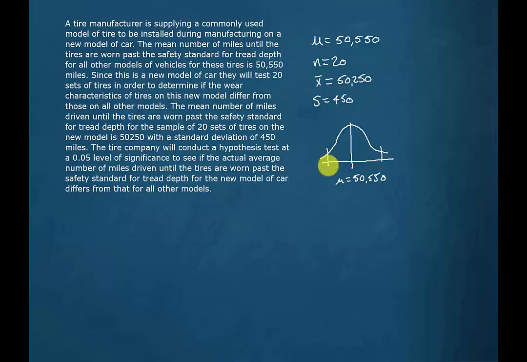So the question is being asked, does it differ? And that is a key word, because differ means, is it equal to or not equal to? So our null hypothesis will be that the population mean is equal to 50,550, like it has been on all the other vehicles, and the alternative hypothesis will be that the mean is not 50,550.